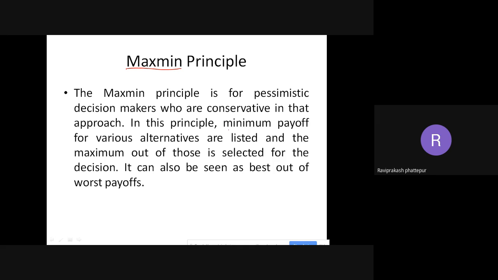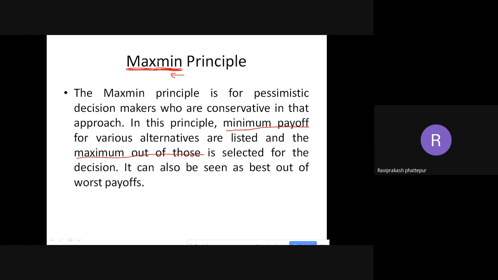In this principle, the minimum payoffs for the alternatives are listed, and then the maximum out of those is chosen. So you have to go from left to right. First, you need to find the minimum of all the payoffs, then get the maximum of those minimum payoffs.